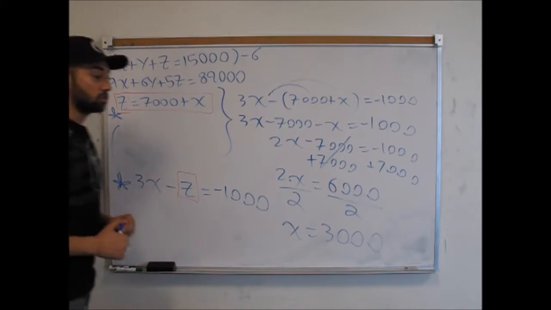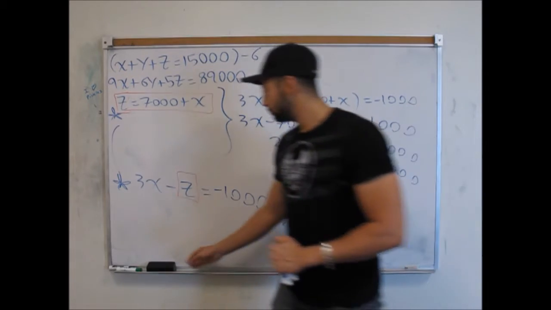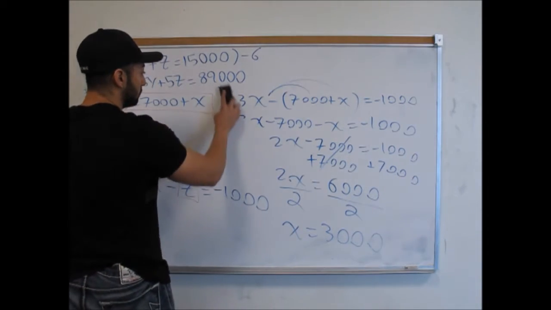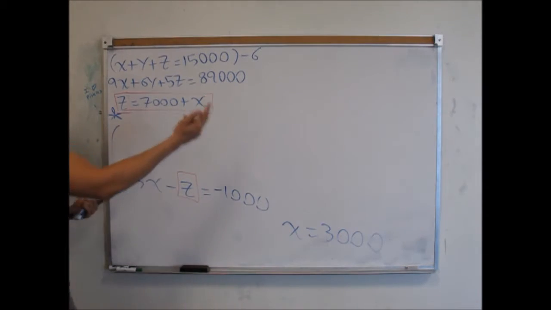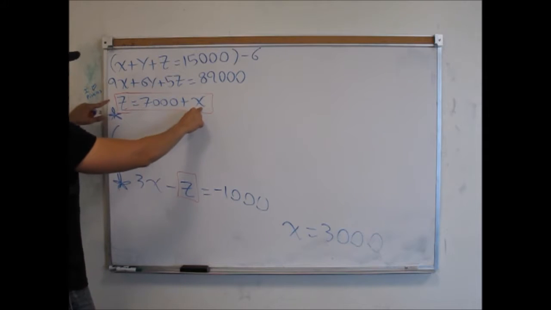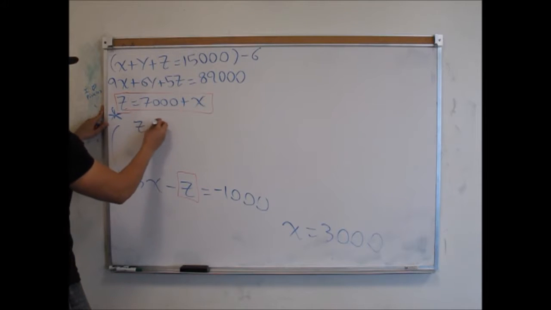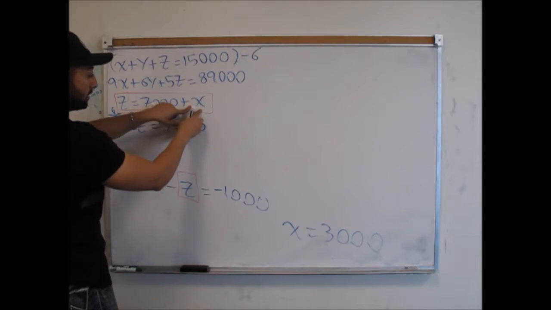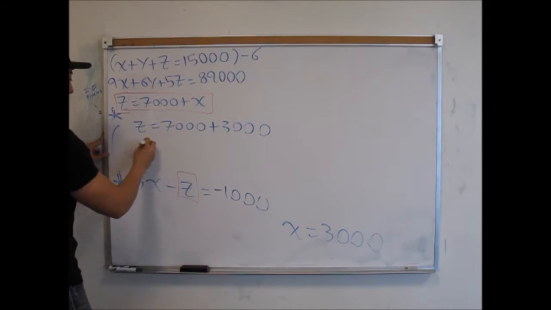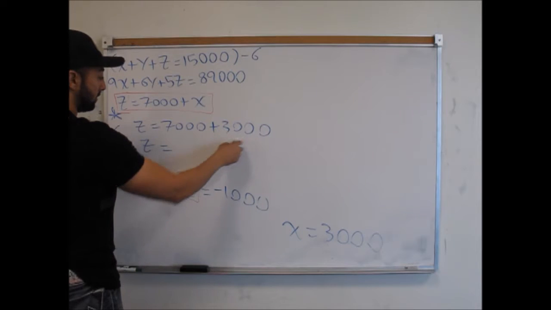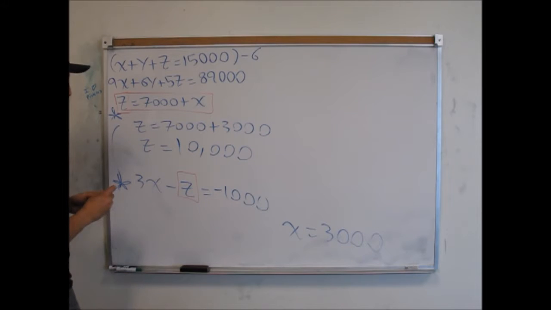Okay, so we just solved for one of our variables. Now we just have two left. So now that we have x is equal to 3,000, I could plug that x into here and get what z is equal to. So z is equal to 7,000 and x is 3,000, so plus 3,000. Z is going to equal 7,000 plus 3,000, that's 10,000. So I just figured out what z is equal to.